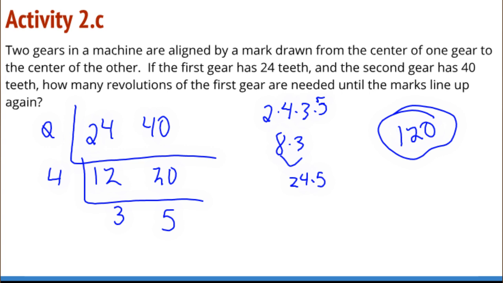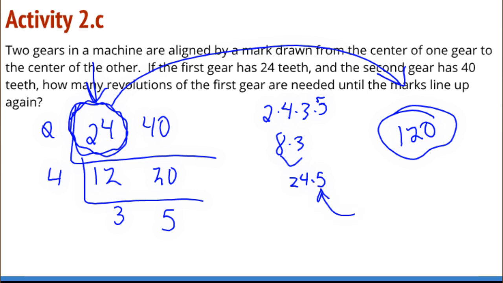So I need to take a look at this first gear here and figure out when will this reach 120. When will 24 be at 120? And of course, I just found it right over here. Just by chance, I had multiplied this together and got 24 and found that it takes 5 revolutions to equal 120. Now, if I hadn't done that, I could take 120, divide it by 24, and I would find out that it is 5 revolutions. So after 5 revolutions, they will line up again.